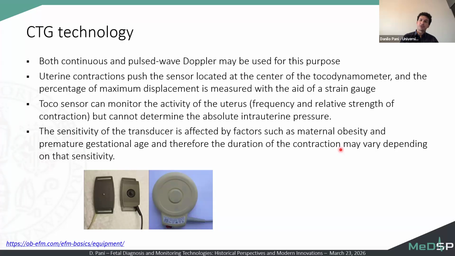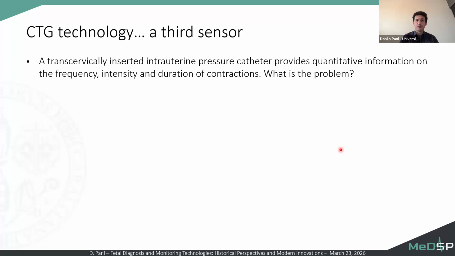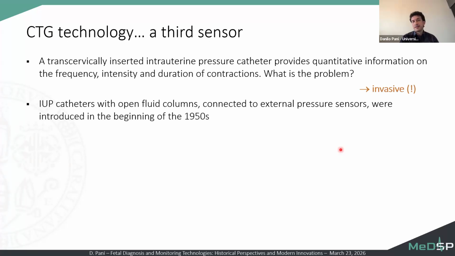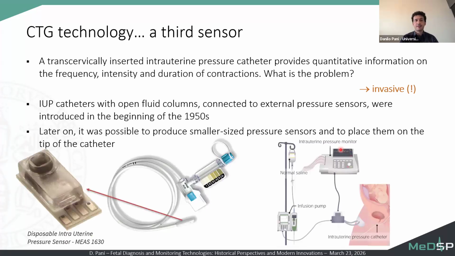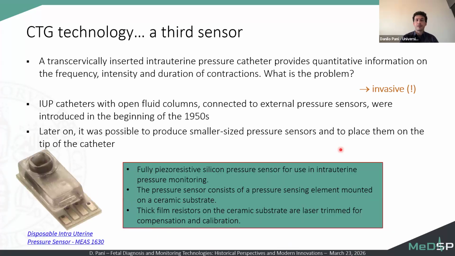This signal of the uterine contraction can also be used to detect the intrauterine pressure. That, however, is better detected by means of a third sensor, which is an invasive intrauterine pressure catheter. The problem in this case is that it's invasive. Originally, they were exploiting an external sensor, but now the technology for producing pressure sensors has evolved, so it is possible to have the sensor in the tip of the catheter. And these sensors are typically based on piezoresistive pressure sensors with some further conventional thick film resistors that are used for compensation and calibration in the probe.